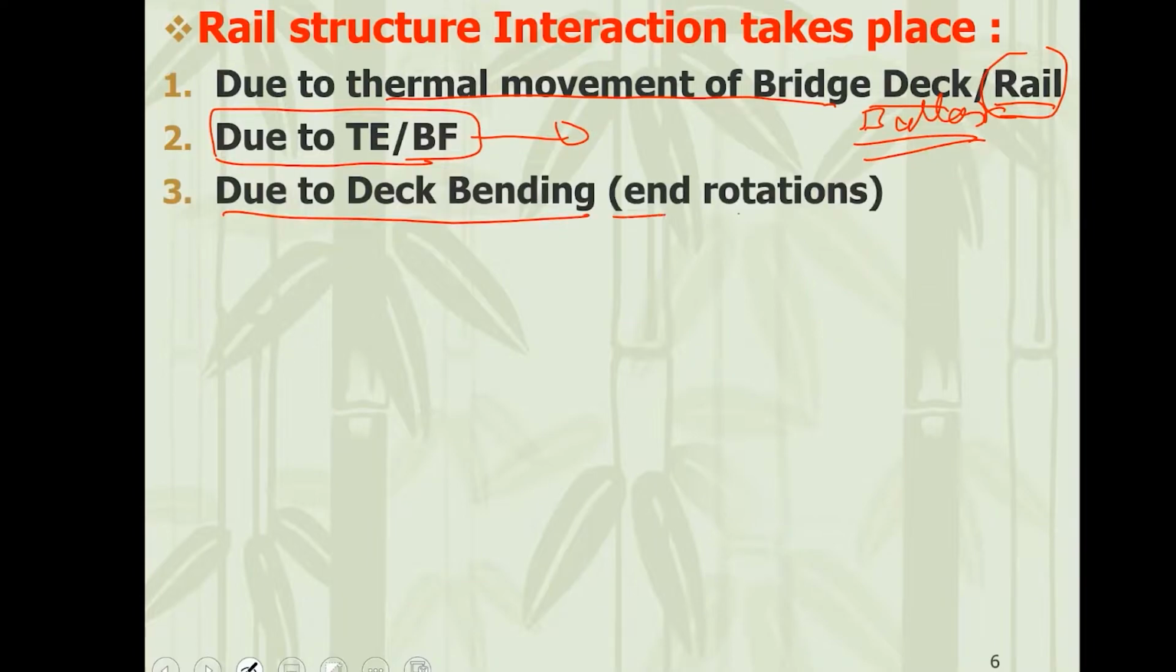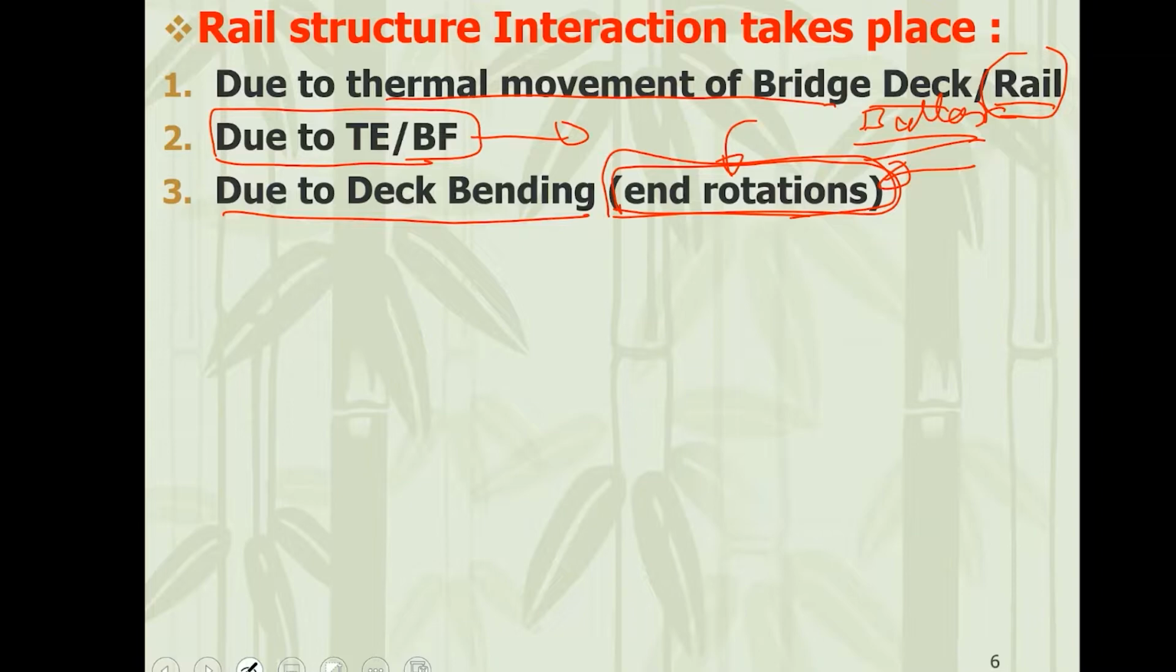Then due to deck bending. Deck bending is basically when your bridge is subjected to the live loads, it will bend because the deck is a flexible structure. When you apply vertical load, there will be deflection, and because of the deflection, there will be rotations at the ends, right? You may think how much end rotation, how much deflection will there be in the structure. For smaller spans, yes, the deflection and end rotations will be very small. But when you go for bigger spans, for example 60 meter, 50 meter kind of spans, these can become significant. And in fact, this effect starts to dominate in interaction analysis, right?